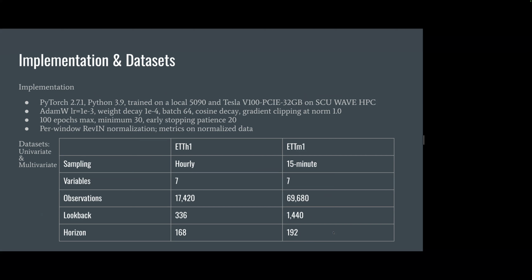For the datasets, you have ETTh1, which uses hourly sampling, 7 variables, and the following number of observations, look back, and horizon. And then ETTm1, which uses 15-minute sampling instead over the same 7 variables. We ran both univariate, with just the oil temperature column, and multivariate versions, split 60-20-20 chronologically exactly as the original paper recommended.